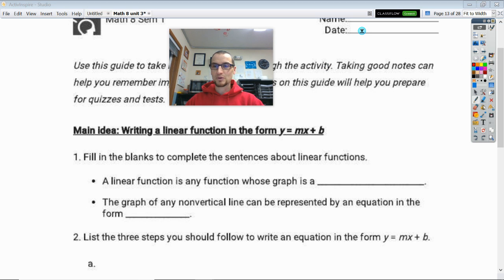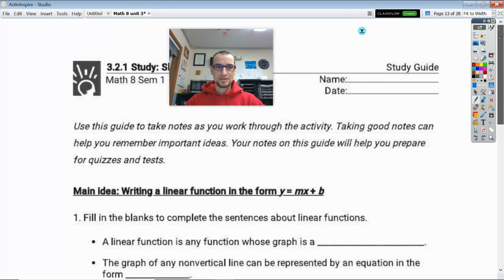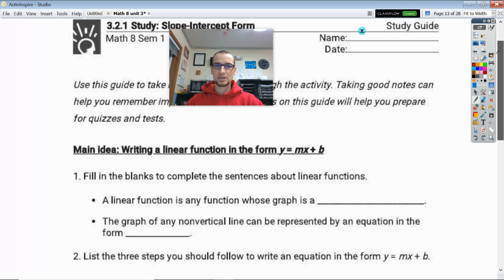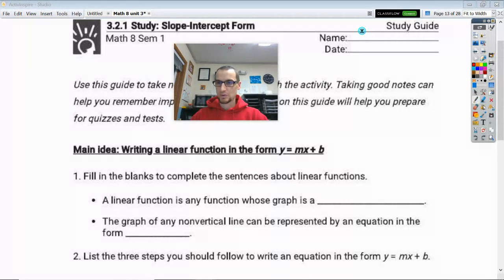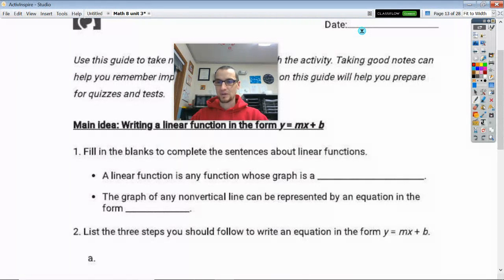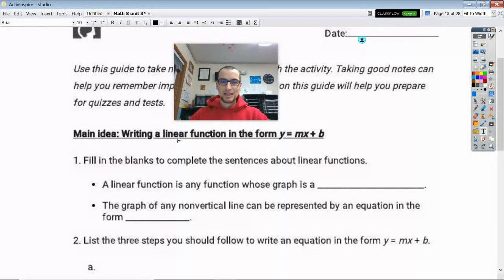Good morning. This morning we're going to look at the study guide for 3.2.1. It's slope-intercept form. We've seen this before, so I'm hoping that this will feel familiar to you. Main idea: writing a linear function in the form y equals mx plus b.